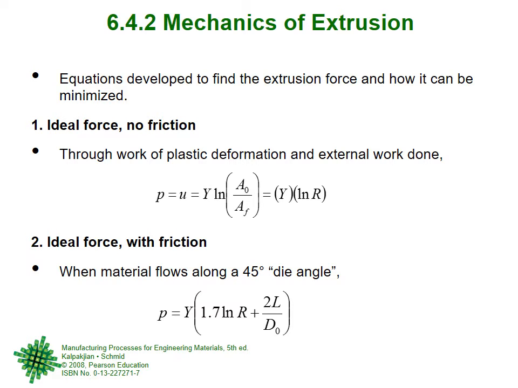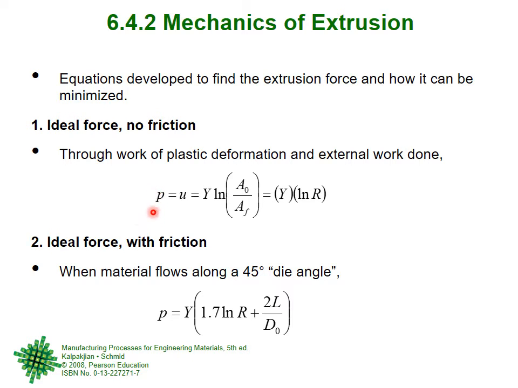The ideal force, why? If there is no friction. In reality, there is no case where there is no friction. The friction can be very low, but if it is very low, then we can assume it to be almost zero. So if there is zero friction at the billet container interface, it means between the material being extruded, the billet, and the container wall, then this portion of the force is ideal force. So the work of plastic deformation and the external work done.